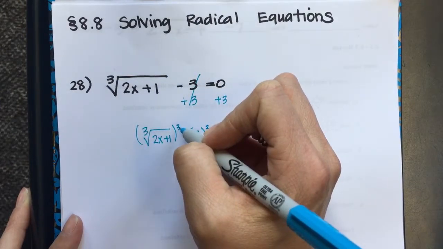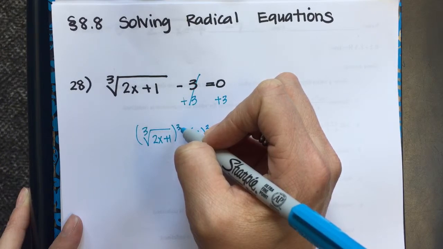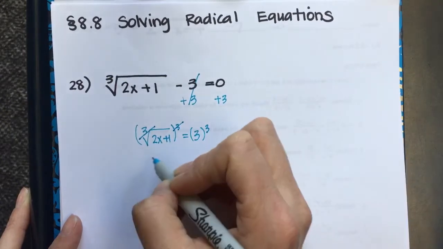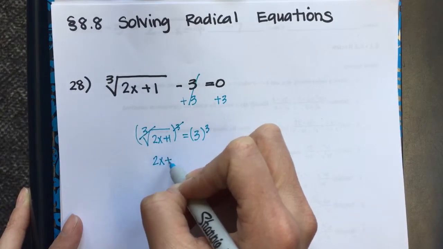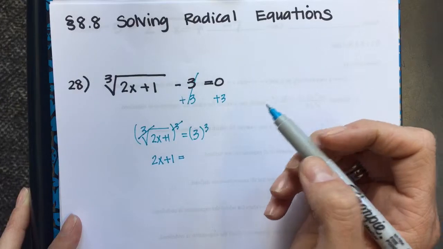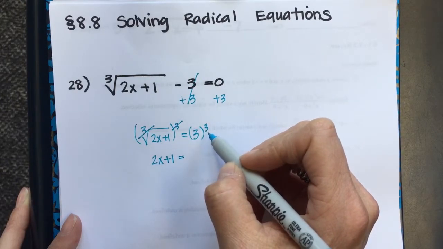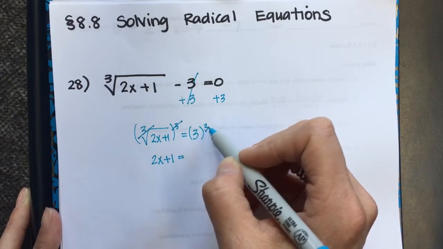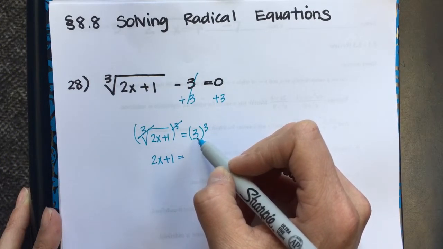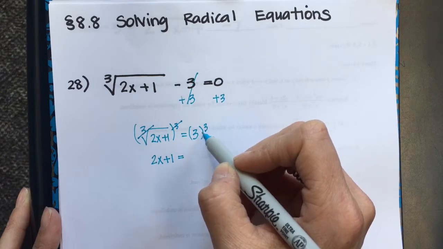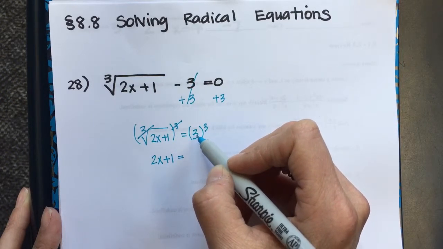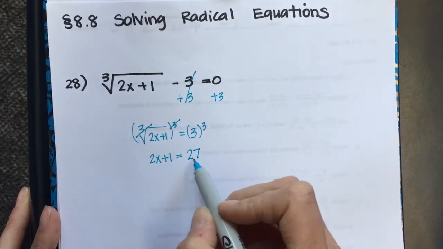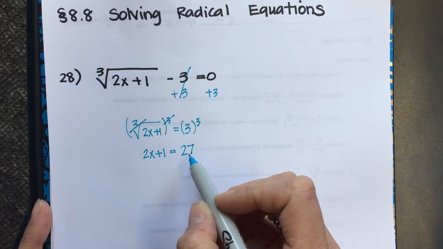Roots and exponents are inverses of one another if they are the same. So a third root and a third power are inverses, they cancel, and you get 2x plus 1 on the left-hand side. In class, the most common mistake with these is multiplying rather than using an exponent. So you're not multiplying 3 by 3, you're multiplying 3 by itself 3 times. So 3 times 3 times 3 is 27. And now you have a linear equation that we need to solve for x.